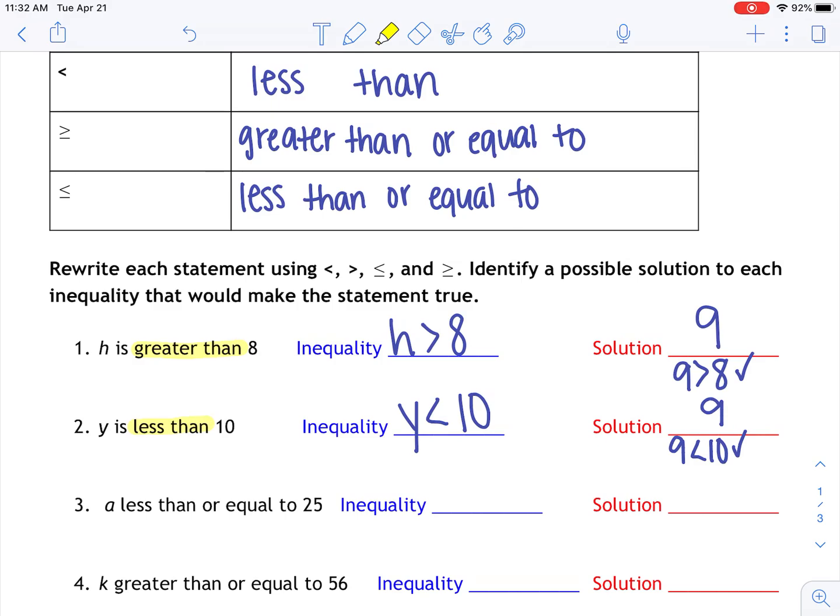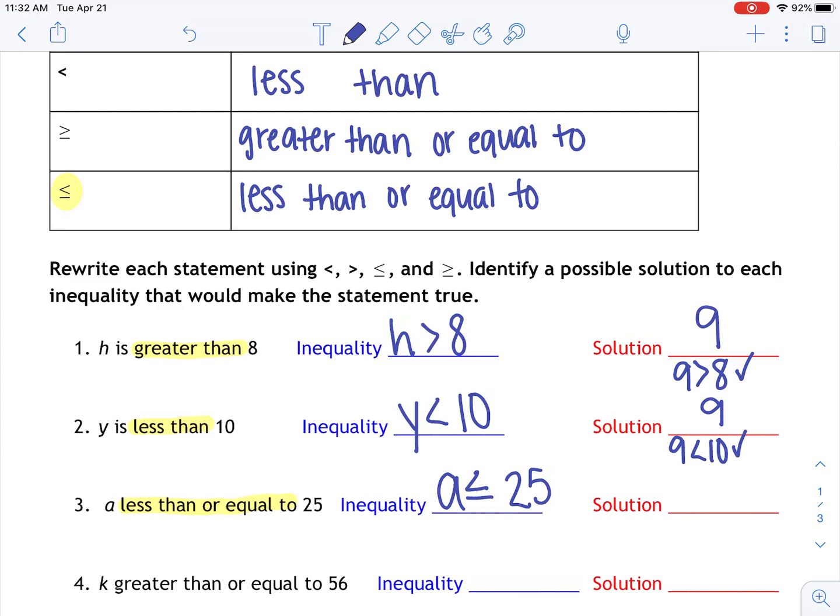Okay, number 3, a less than or equal to 25. We have a. I want to look for my less than or equal to symbol, and that's less than or equal to 25.